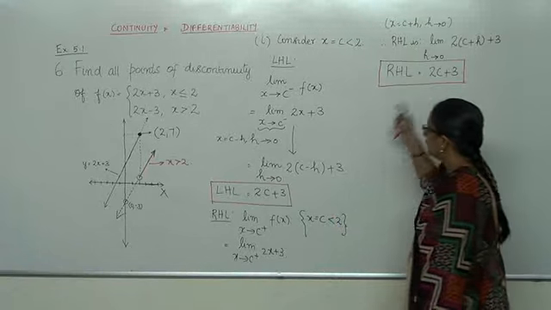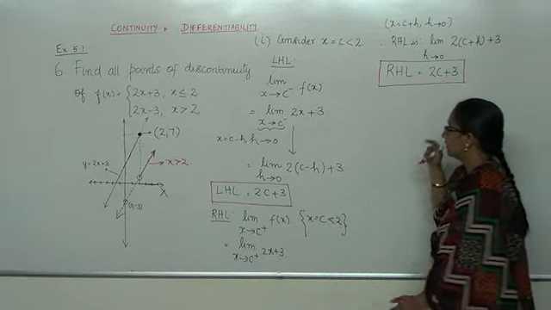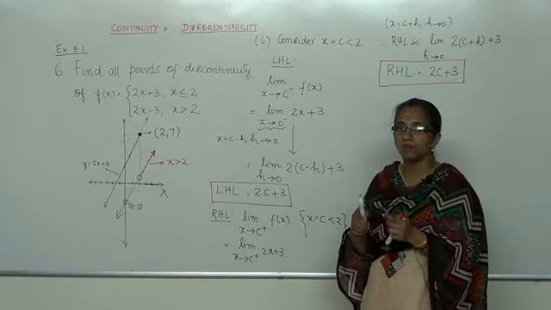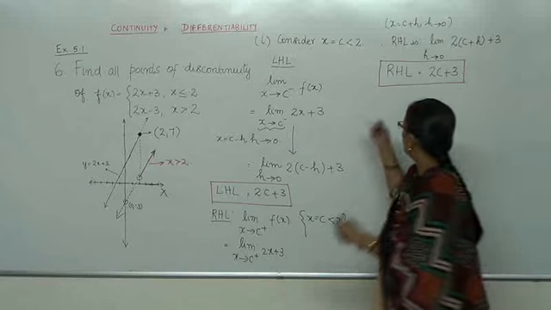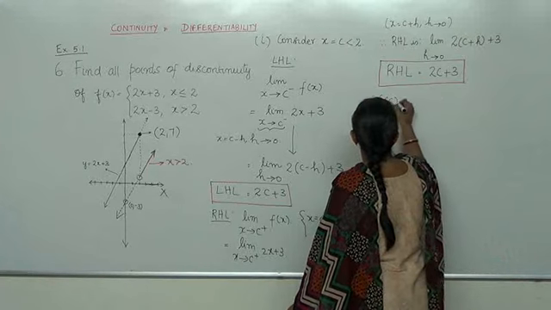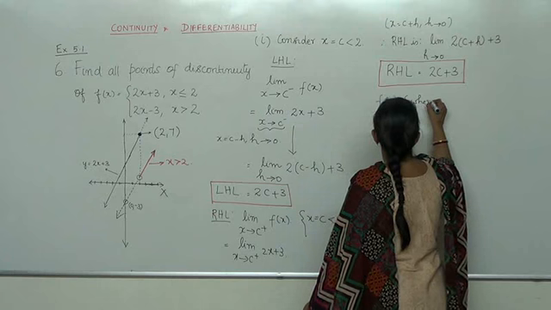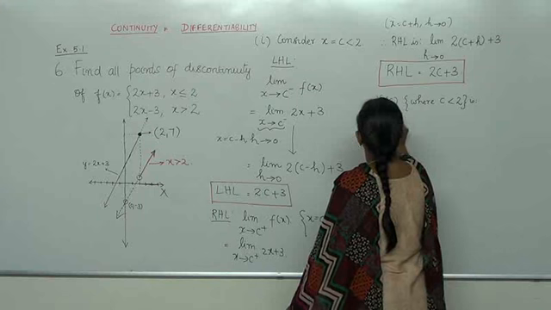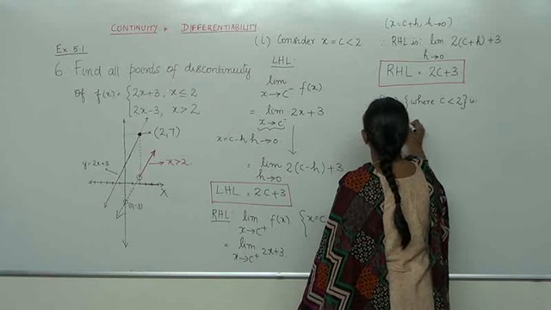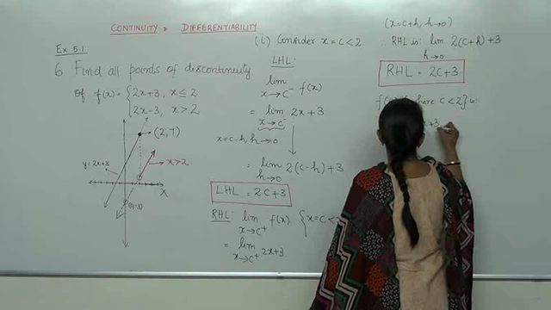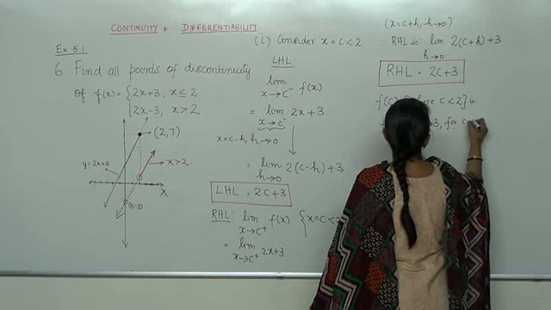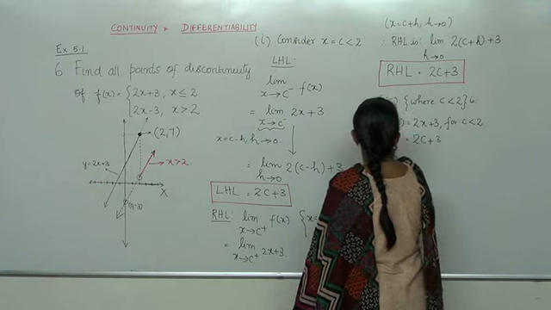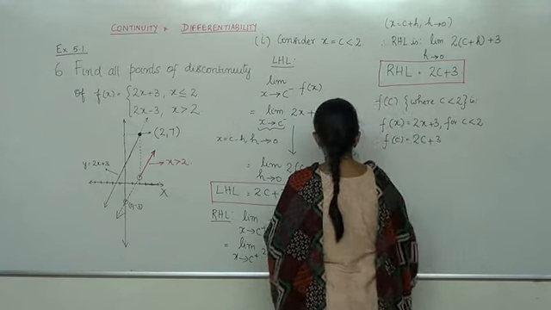Okay, so you can see that the left hand limit and the right hand limit both are the same. Let us also find the value of the function at the point x is equal to c, where c is a value less than 2. Now f of c, where c is less than 2, is f of x is equal to 2x plus 3 for c less than 2. So which is equal to 2c plus 3. Therefore f of c will be equal to 2c plus 3.